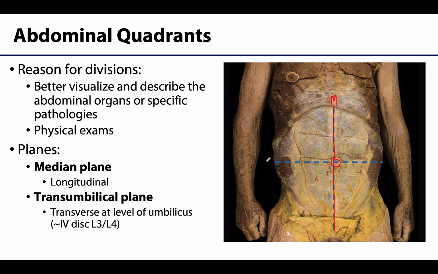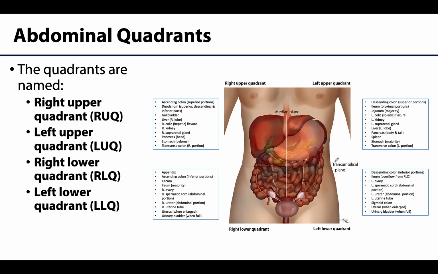And then there is the transumbilical plane. And this is easy to conceptualize by just observing the level of the umbilicus and extending laterally or transversely from there. So this is approximately at the level of the intervertebral discs between L3 and L4. And so there can always be a little bit of variation as to where this is located, but that's the general rule of thumb.